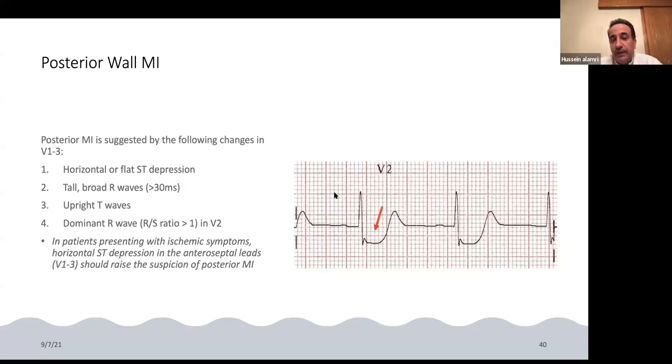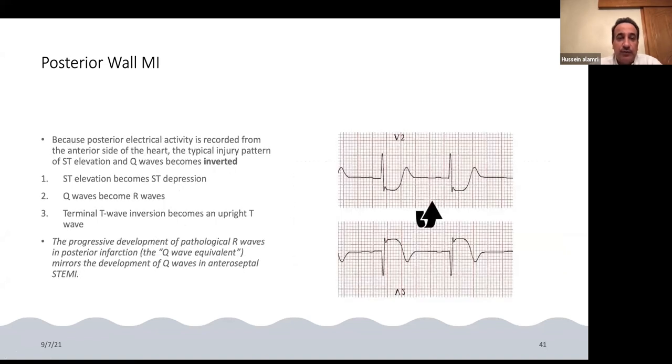So what do you see here? There's significant ST depression in V2. The R wave is almost more than one compared to the S wave, and there's a hyperacute T wave. And again, this is the R to S ratio. So we have a prominent R wave, we have ST depression, we have a hyperacute T wave, and we have the ratio of the R to S in V1 to V3.